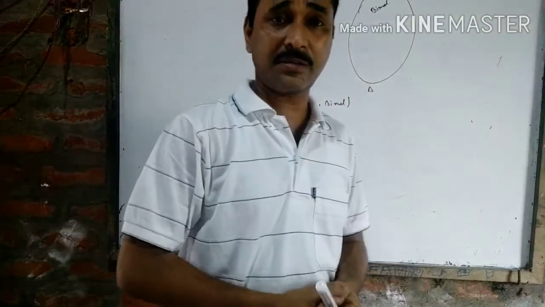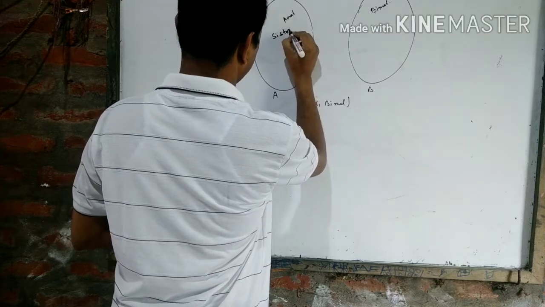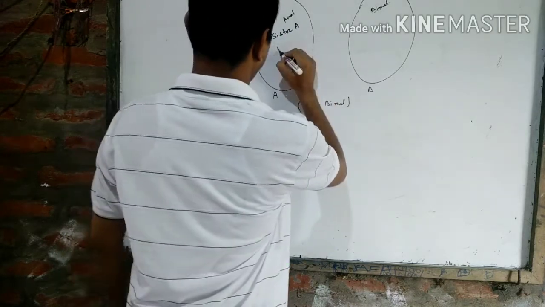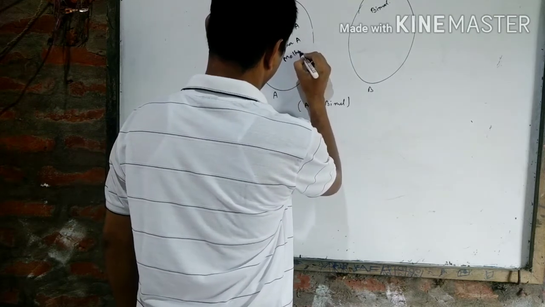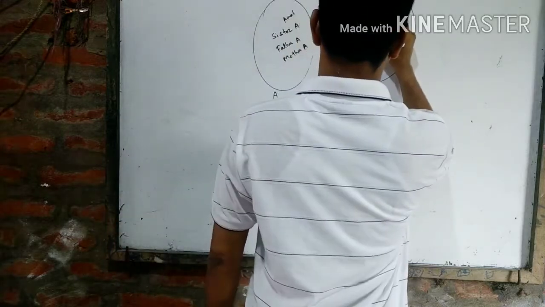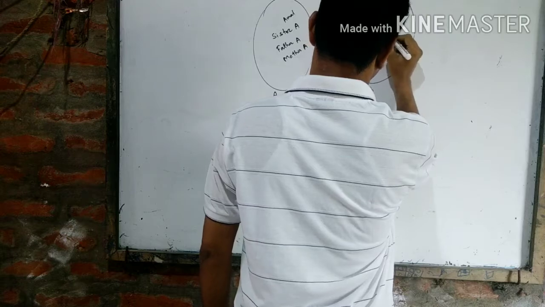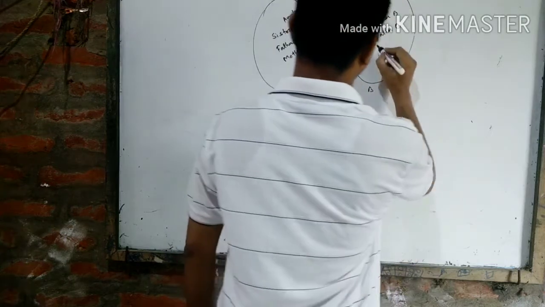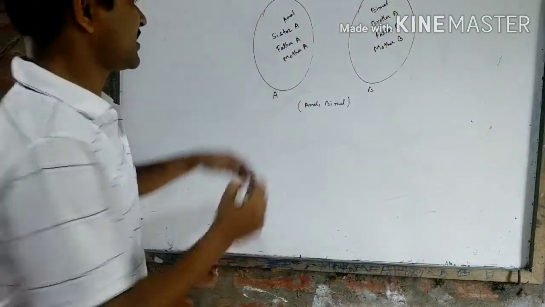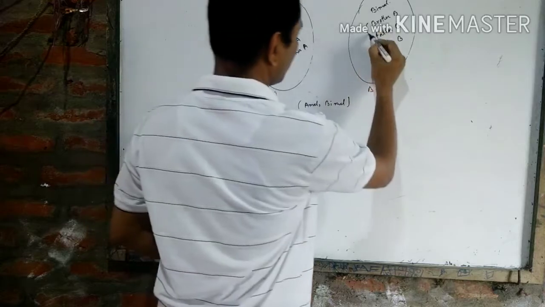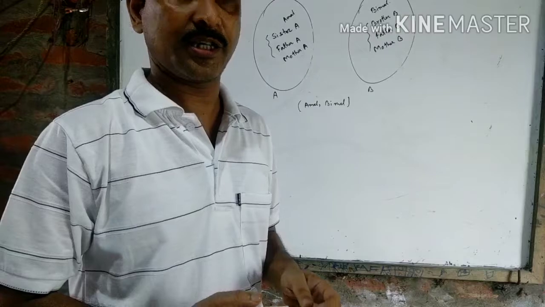There may be some other elements in these two sets. There may be a sister of Amol, sister A, father of Amol, father A, mother of Amol, mother A. There may be brother of Bimol, brother B, father of Bimol, we denote this by father B, mother of Bimol by mother B. But these remaining elements do not come to the relation. Only Amol and Bimol come under the relation.